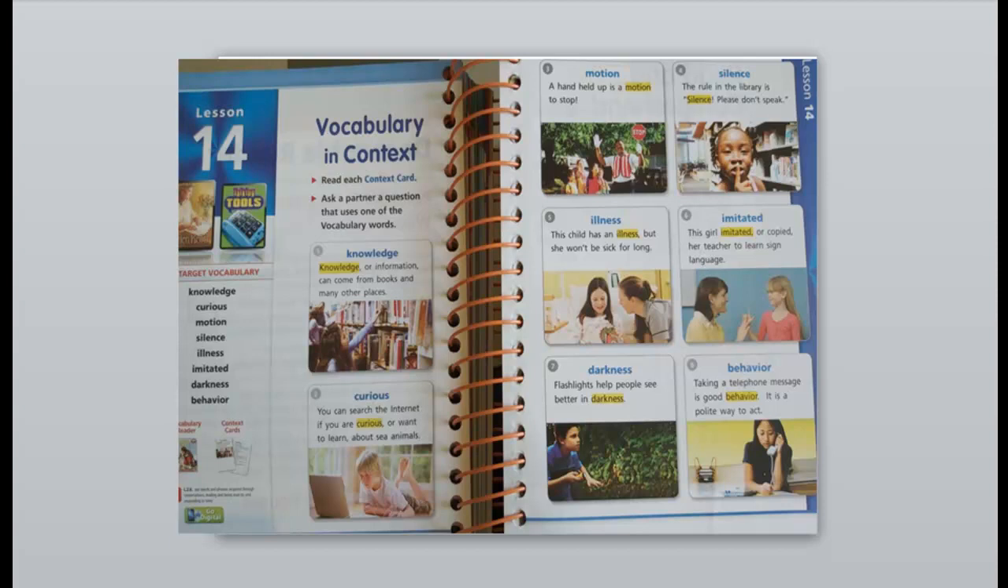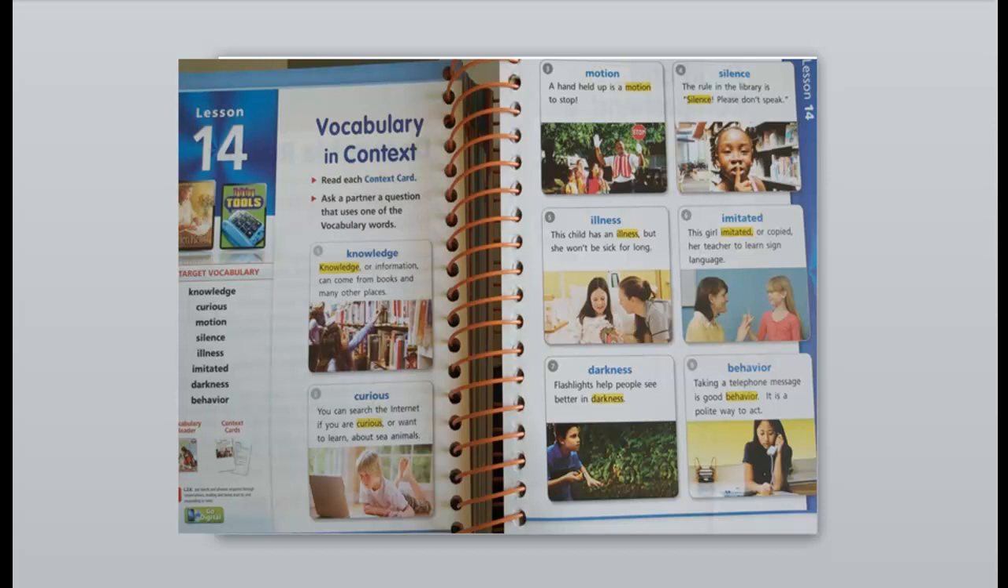Okay. So darkness. Flashlights help people see better in darkness, right? Like in darkness, there's no light, so you can't see. So when you hold a flashlight, this light reflects to your eyes so you can see, right? Okay, so darkness is where there is no light, okay?